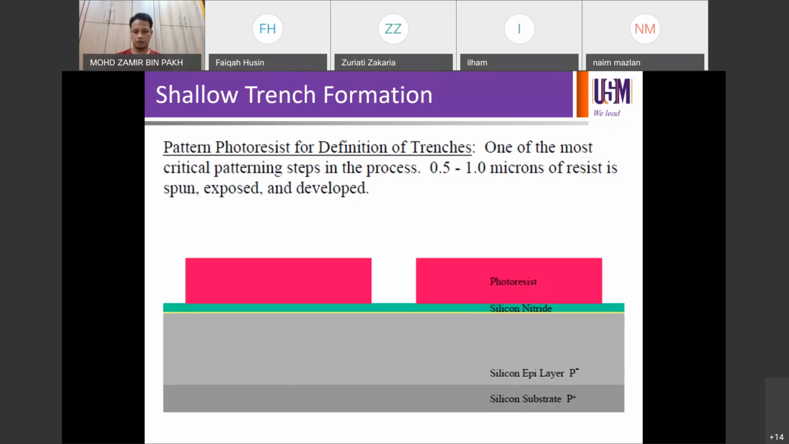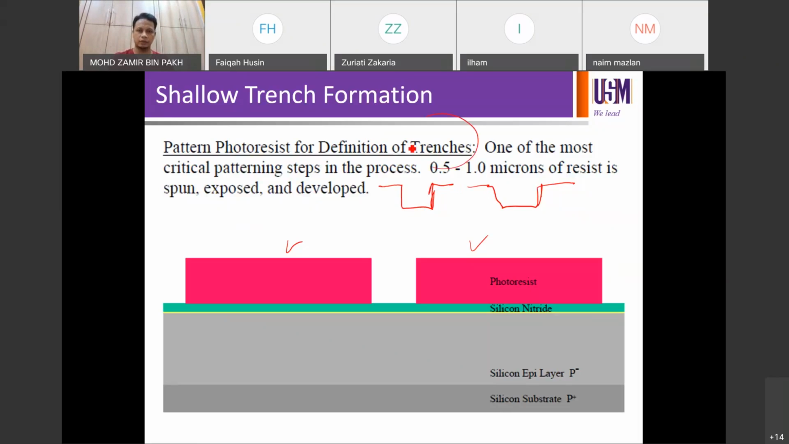Next, you can see it evolves quite fast. We've learned pretty much everything before, so now we're trying to combine it in a certain sequence. Now we do patterning of photoresist. You can see the photoresist on the slide, the red or pink part, more or less. You want to define the dimension of the trench. Remember, the trench is the hole.